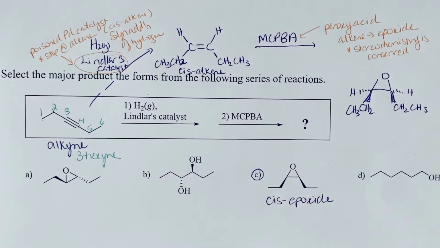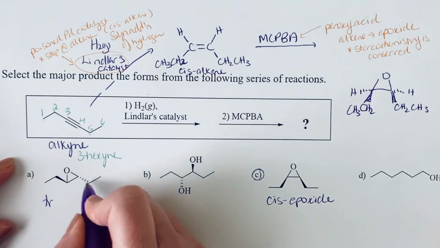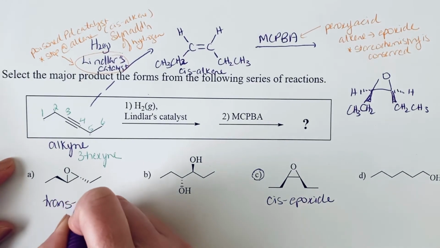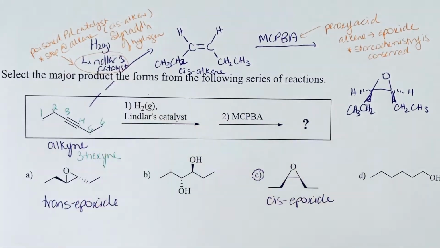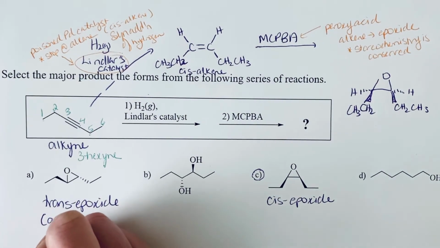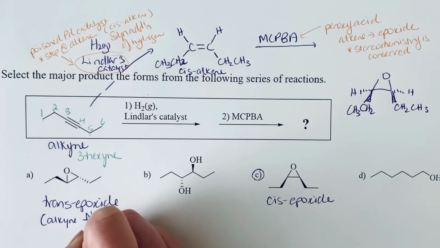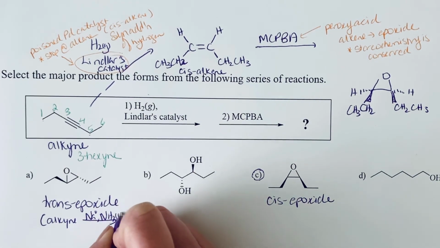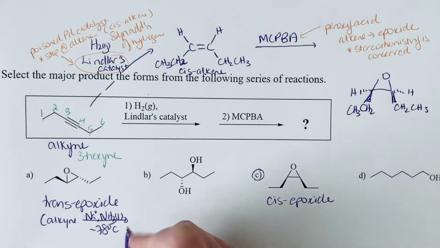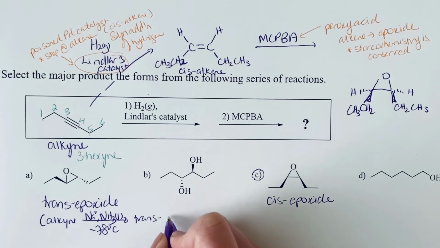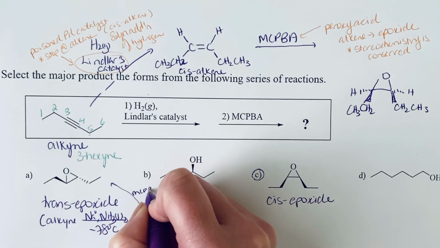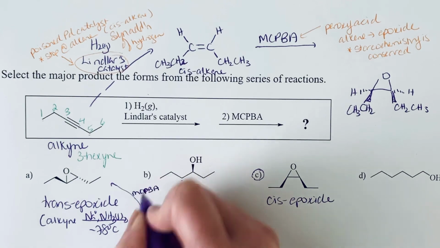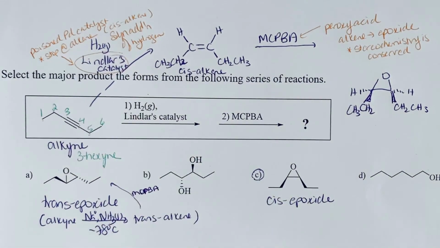The only other epoxide, and MCPBA might be a good clue for you of an epoxide at this point, is A, and this is a trans epoxide. So we've got 1 ethyl group sticking up and 1 going down. So we could have gotten this product if instead of the hydrogen gas and Lindlar's catalyst, we took our alkyne and we reduced it with sodium, liquid ammonia, at cold temperatures, -78 degrees C, then we could have gotten the trans alkene. Right, and if we did that and treated it with MCPBA, then we could get this trans epoxide that we see in A. But since we did the reduction to the cis alkene, we get the cis epoxide.